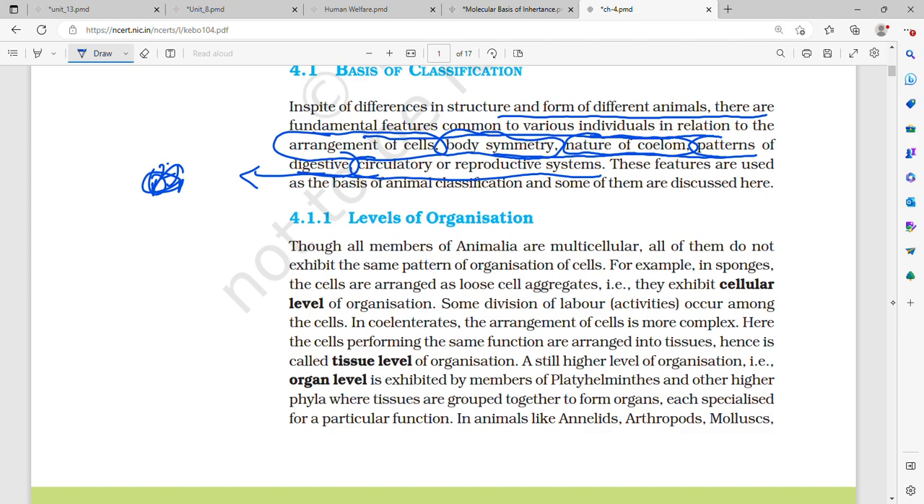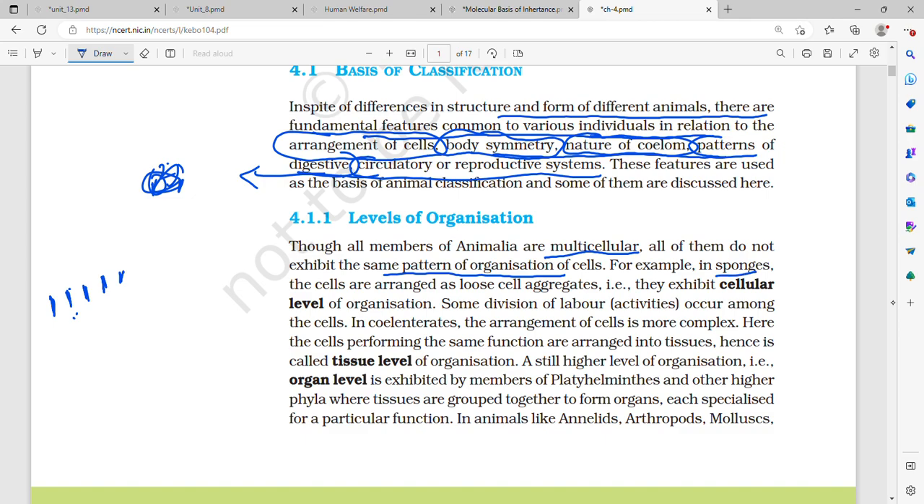Firstly, levels of organization. Though all members of Animalia are multicellular, all of them do not exhibit the same pattern. Bacteria are unicellular prokaryotes, kingdom Monera; kingdom Protista are unicellular eukaryotes; kingdom Fungi are multicellular eukaryotic organisms; then Plantae and Animalia are all multicellular and eukaryotes, but all of them do not exhibit the same pattern of organization of cells. They can be cellular as well as organ system level, that is they exhibit a lot of levels of organization.